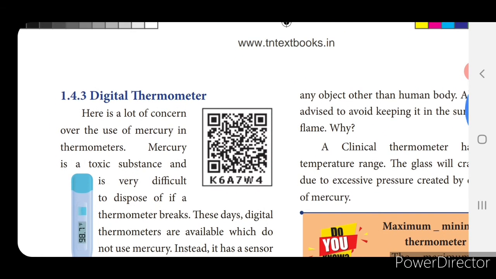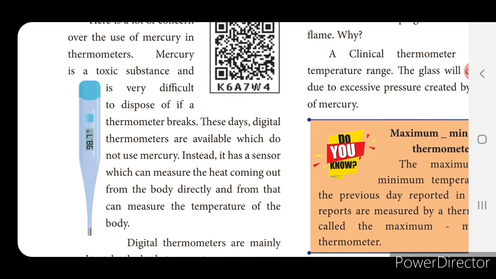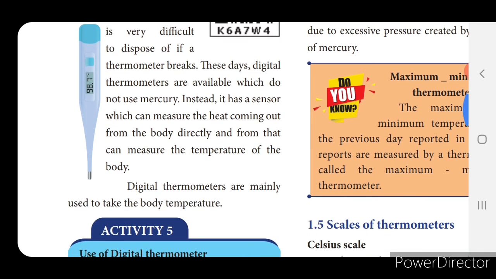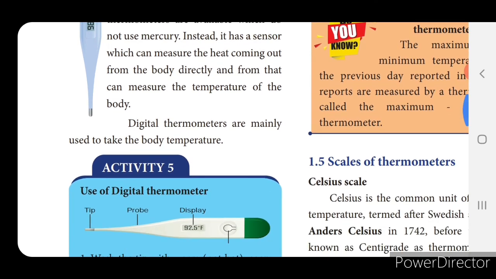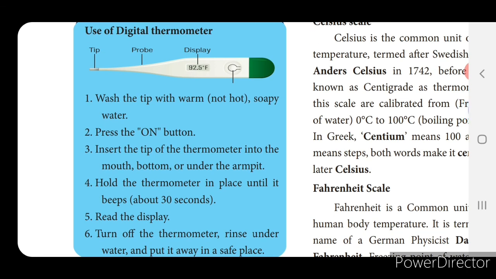The next important thermometer is the digital thermometer. There is a lot of concern over the use of mercury in thermometers. Mercury is a toxic substance and it is very difficult to dispose of if a thermometer breaks. So these days digital thermometers are available which do not use mercury. Instead, it has a sensor which can measure the heat coming out from the body directly, and from that we can measure the temperature of the body. But even now it is more advanced and we are using the gun type thermometer. Digital thermometers are mainly used to take body temperature. So the structure will be like this.